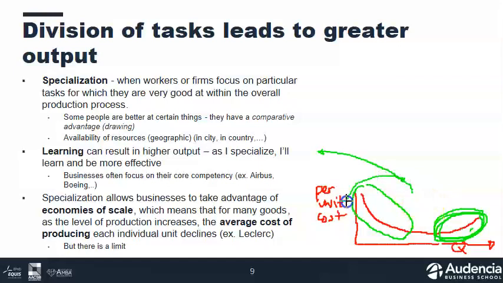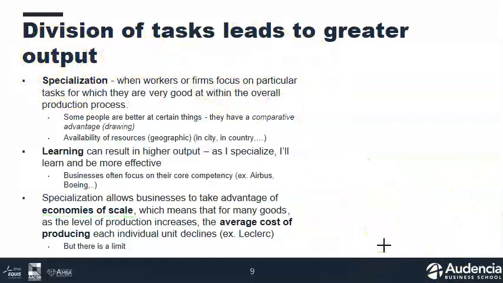But we know early on that there are economies of scale. The more we produce, the lower the unit cost, the cost per unit of production. And this is why, again, we divide, we specialize, and we do a lot of one thing, because we can reduce our cost per unit.